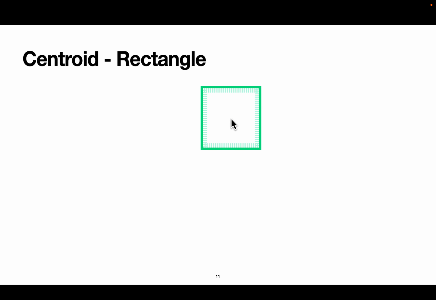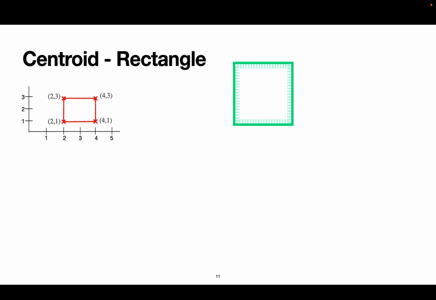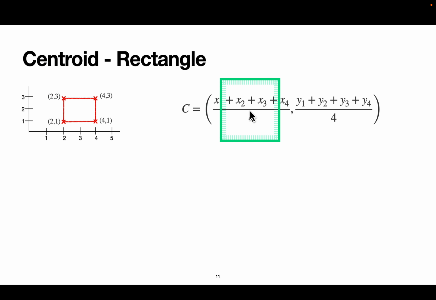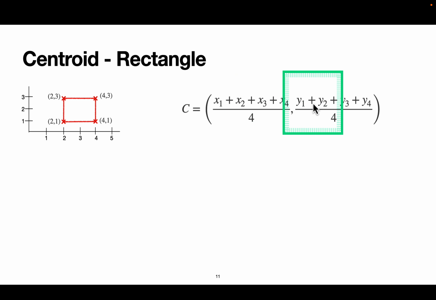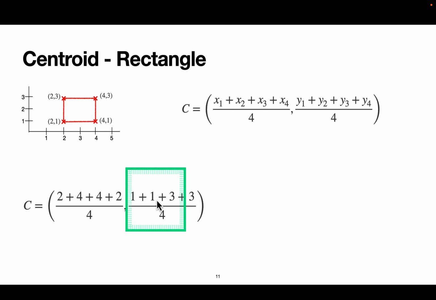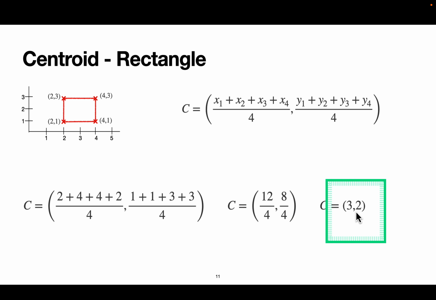Now we'll just do the last one for the rectangle or any shape which has 4 points. So I have got a sample rectangle with its coordinates, and same thing, you have to divide by 4 in this case. So for x, you just take all the x components, and the y components, divide by 4. So just put the numbers 2, 4, 4, 2, 1, 1, 3, 3, and divide, and it's 3, 2.